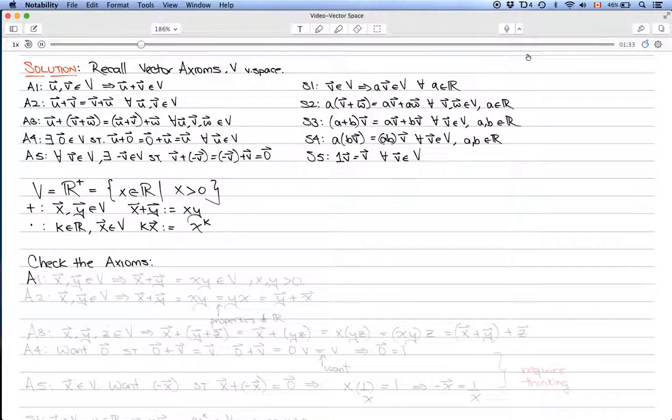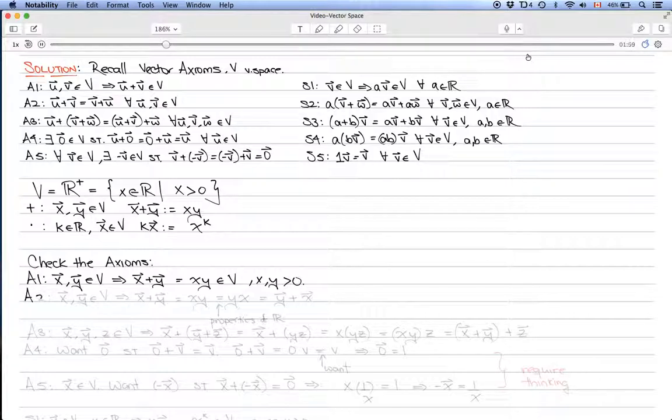Axiom A1 requires us taking two elements of our vector space and showing that it is closed under addition. That is, when we take two positive real numbers and add them, do we get a positive real number? But by definition, x plus y is equal to x times y, and this is a positive real number since x and y are greater than 0.